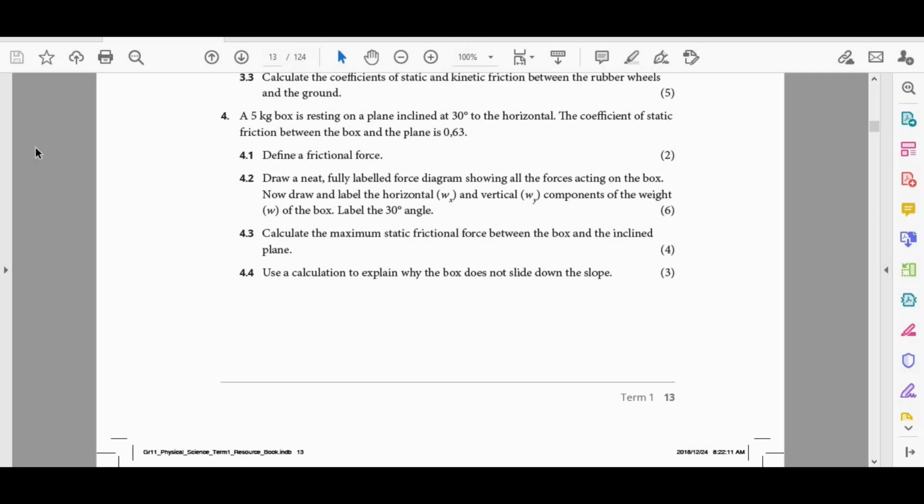After we've done our little force diagram there, 4.3 says calculate the maximum static frictional force between the box and the inclined plane. Also a little bit of money there, 4 marks only. And then 4.4 is use a calculation to explain why the box does not slide down the slope. That's 4 plus 3 is 7, 8, 9, and 6 is 15. So you have 15 minutes to finish this question starting from now.